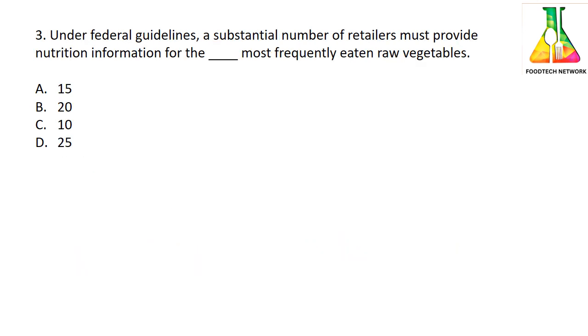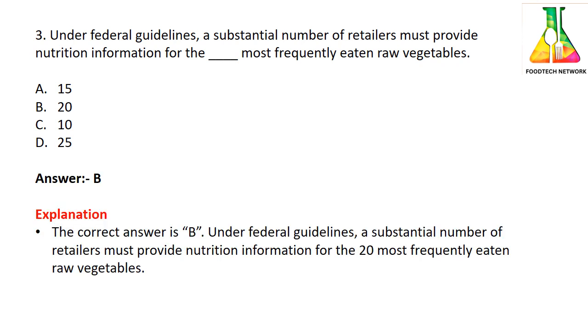Under federal guideline, a substantial number of retailers must provide nutritional information for the dash most frequently eaten raw vegetables. Option A 15, option B 20, option C 10, and option D. There is option B. That is, under federal guideline, a substantial number of retailers must provide the nutritional information for the 20 most frequently eaten vegetables, which are raw in nature.